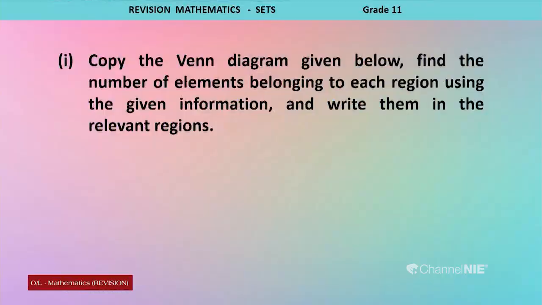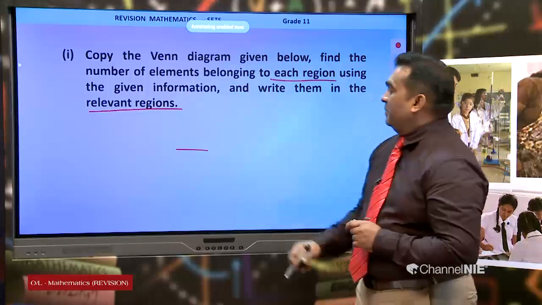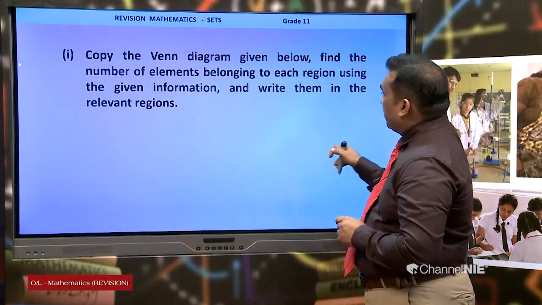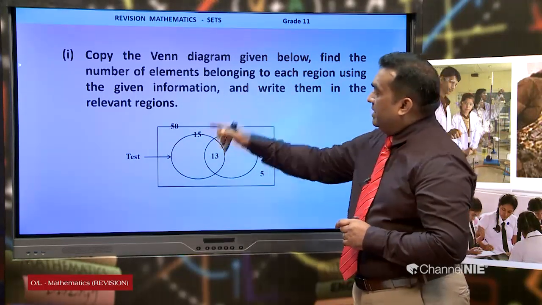Copy Venn diagram given below. Find the number of elements belonging to each region using the given information and write them in the relevant regions. You have to identify regions like this.